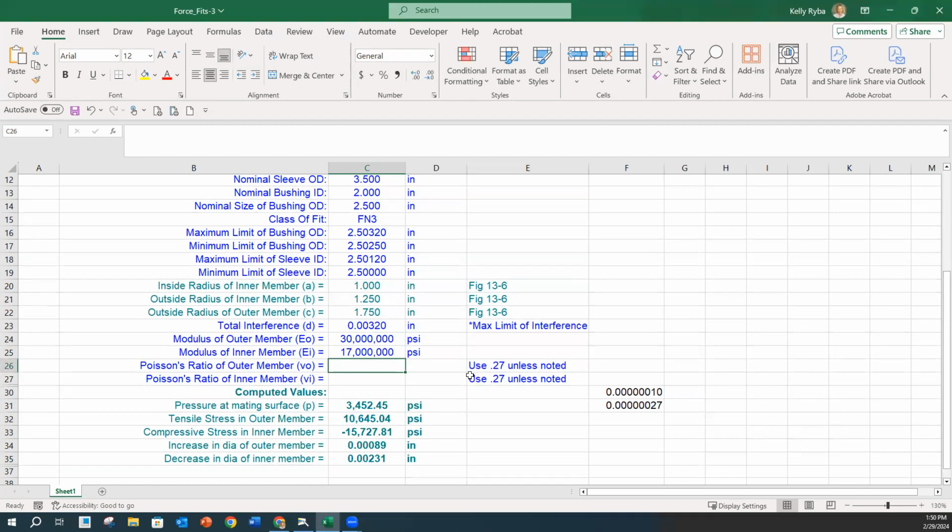Enter. Okay, now it's starting to fill some things in, right? But we do need to add our Poisson's ratio because we have the two different materials. So it's going to be 0.27. It's in the problem statement, but it should be in the appendix in the back. Is that?